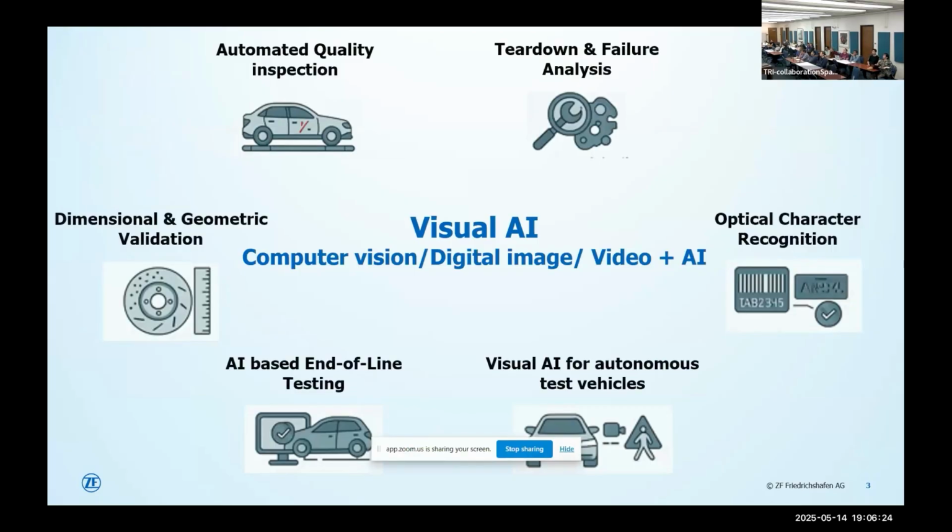Visual AI is basically vision, digital images, and videos with AI. In the automotive space, visual AI has a lot of applications, mainly in quality inspection, teardown analysis, dimensional geometric validation, recognizing badge scores or OCR type tasks, end-to-end testing on your manufacturing and development lines, and obviously autonomous vehicles. There's a huge application there.